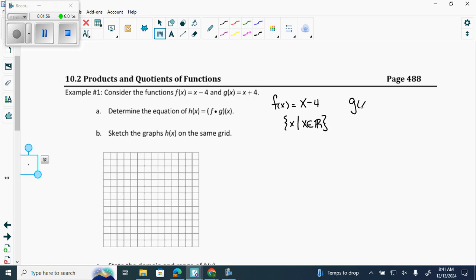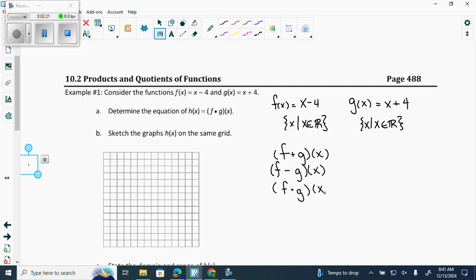And g of x is x plus 4, which is also a line. What's the domain of a line? x ∈ R. So technically, if I add these, if I subtract these, or I multiply them, what's my domain? x ∈ R. We agree? That's the combined function part.